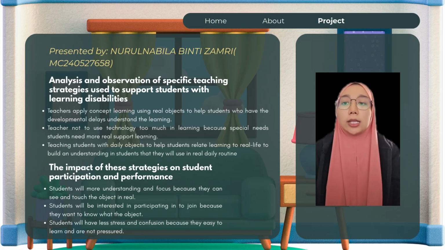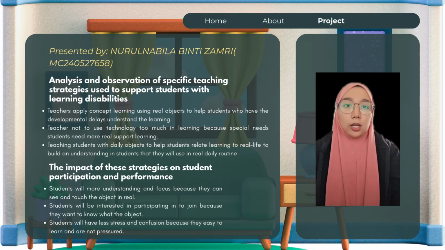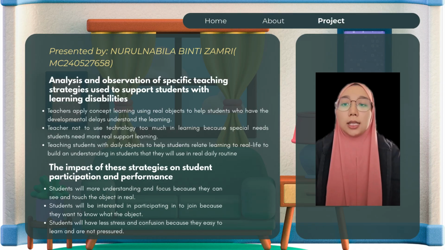The second point is the teacher does not use technology too much in learning, because special needs students need more real support in learning. And the last point is teaching students with daily objects to help students relate learning to real life, to build understanding that they will use in their daily routine.